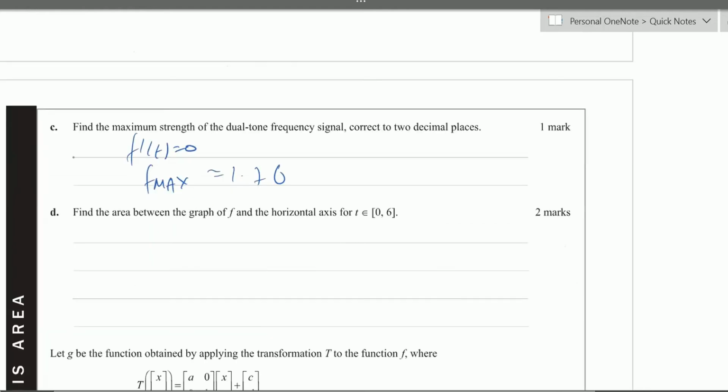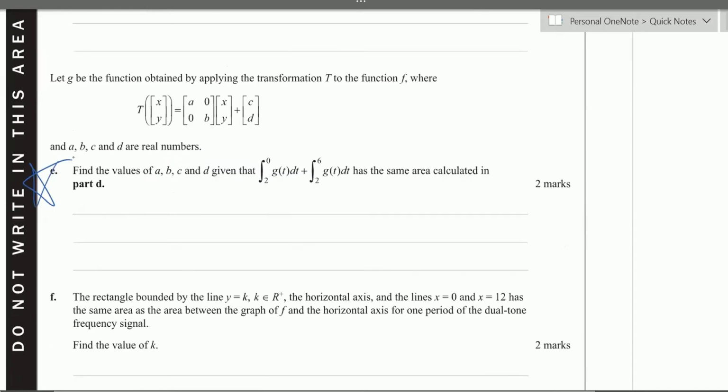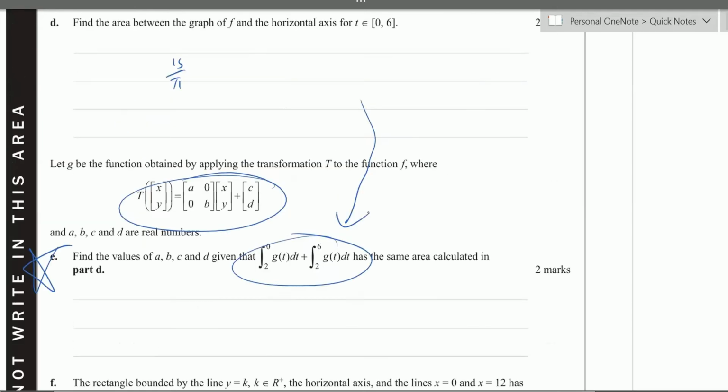So this question is a good one. It's saying that you do something to it with this matrix, and then the area you calculated in this question is the same as this area. So this is actually not a calculus question. This is a pure transformation question.